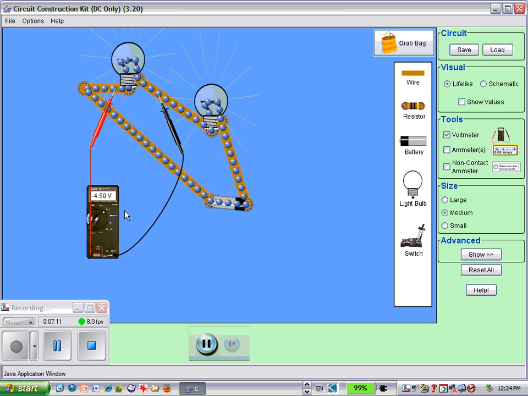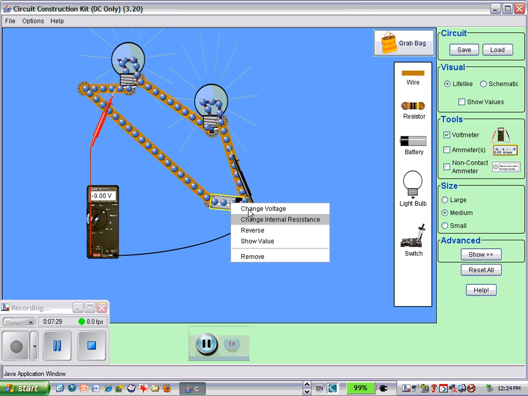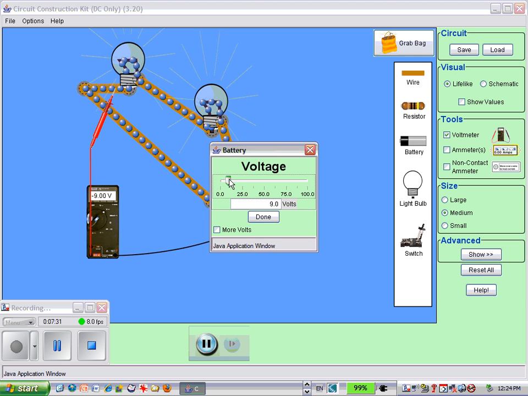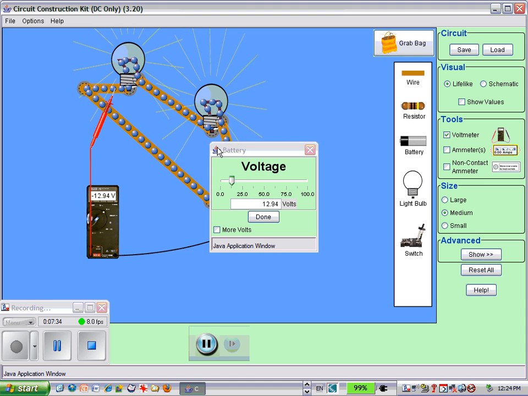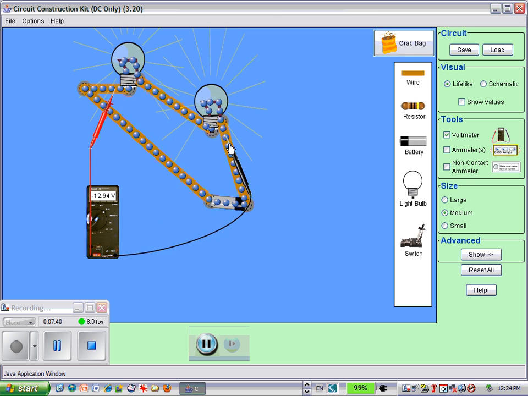across that resistor, 4.5 volts. What do you think the voltage drop across both resistors might be? 9 volts. Wonder what the voltage of the battery is. I would say 9 volts. What if I want to change the voltage? Let's say make the voltage 12.94 volts. What do you think the voltage drop across one resistor would be? About half that. The whole resistor, 12.94 volts.